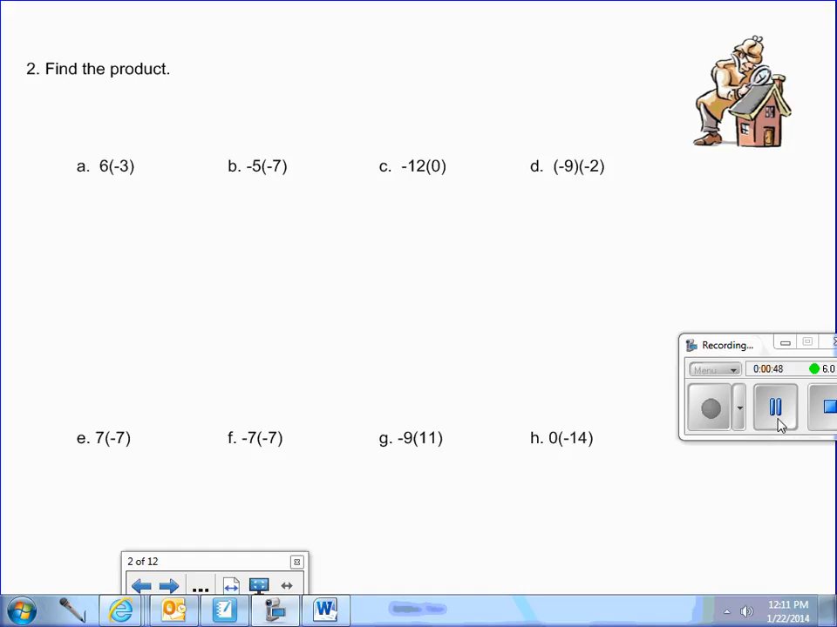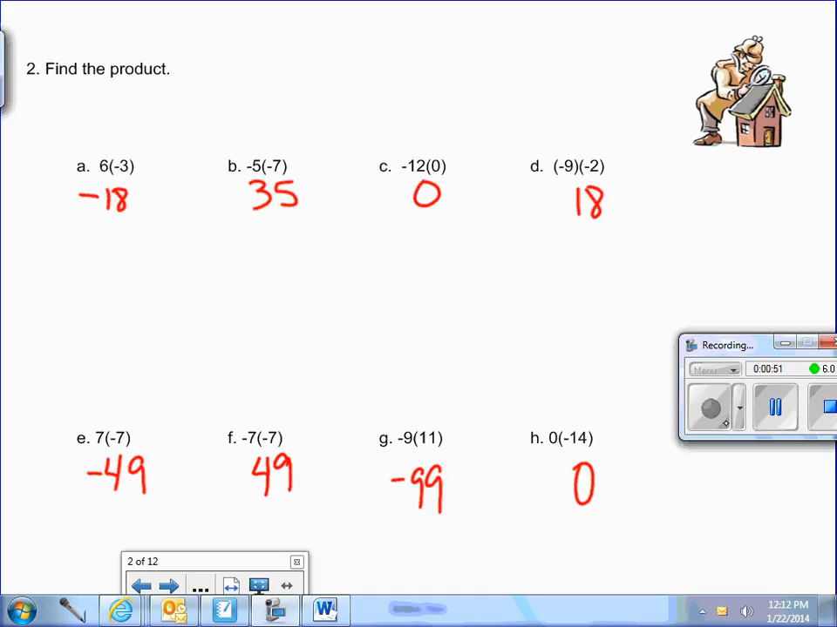I'm going to pause the video. We're going to answer these next questions and come back and check. Okay, check your answers. Again, if there's a negative times a positive, it's negative. If they have the same sign, when you're multiplying two integers, the answer is always positive, and anything multiplied times 0 will be 0.